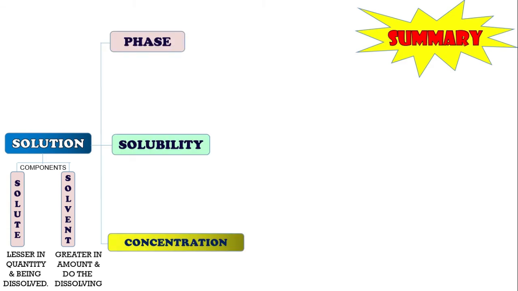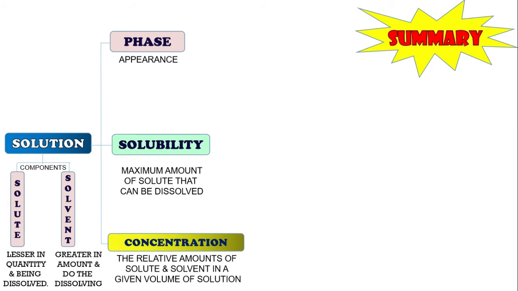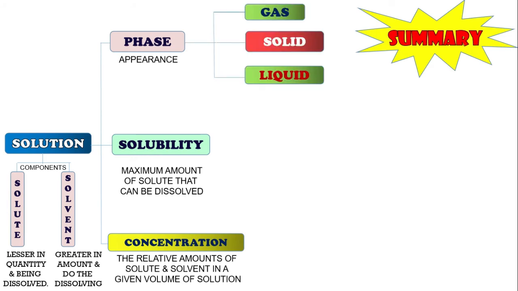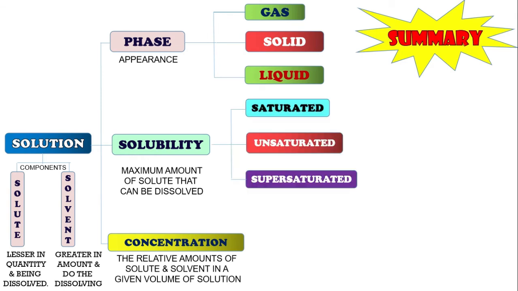Let us summarize. Solution has two components, solute and solvent. Solute is lesser in quantity and is being dissolved, while solvent is greater in amount and does the dissolving. Solution can be classified according to phase, solubility, and concentration. Phase refers to appearance, solubility is the maximum amount of solute that can be dissolved, and concentration is the relative amounts of solute and solvent in a given volume of solution.